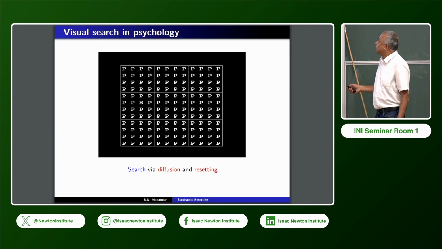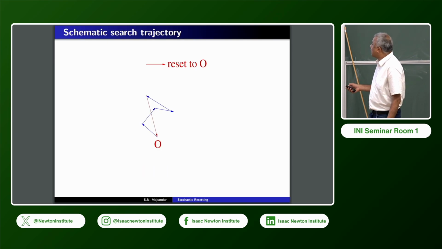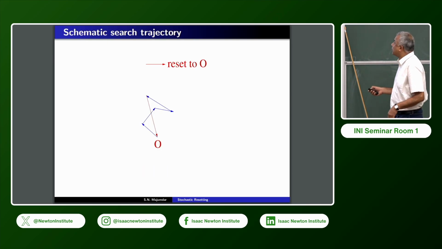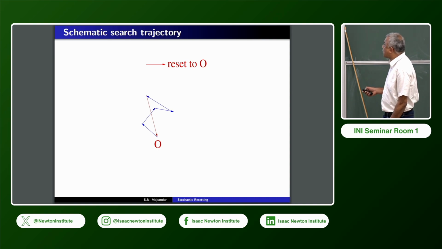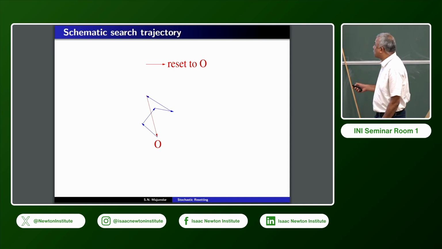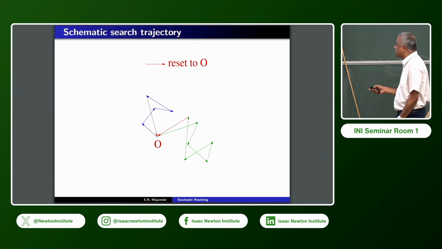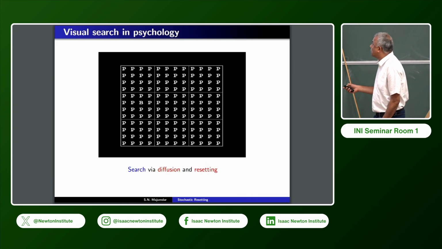Again, typically people don't scan from one end to the other. They start at some random point. So what you find is, schematically, this is the search trajectory. You start from this point, you do a random walk in space for some random number of steps, and you come back to the starting point and you restart a new trajectory. And again you search for a random time, and again you come back, and so on and so forth. And in case you haven't found the B, it's here.